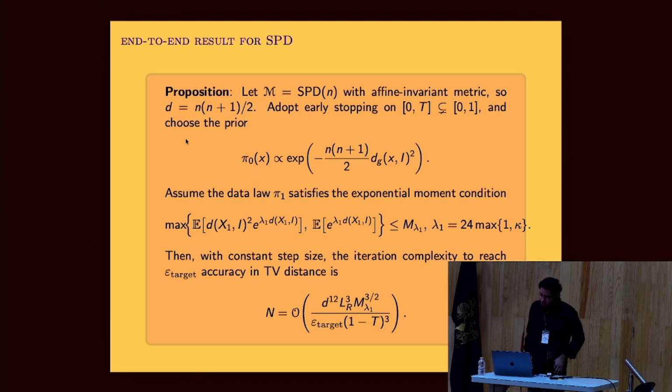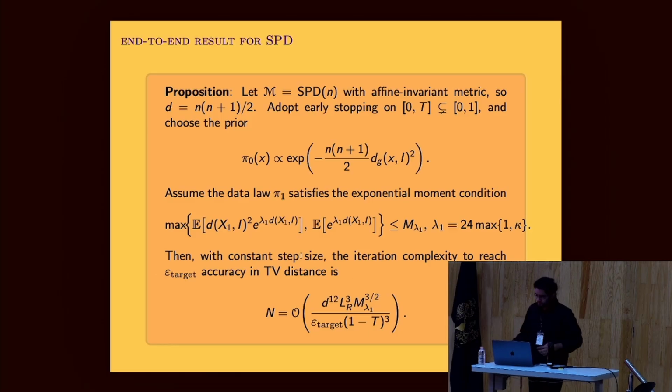And we also assume the target distribution satisfies some exponential moment condition. With this, the iteration complexity now has a much increased dependency on dimension. It's d to the 12, and then 1 minus t to the 3. So for the non-compact case, there is some rate degradation.